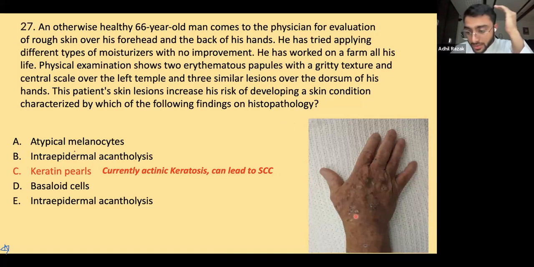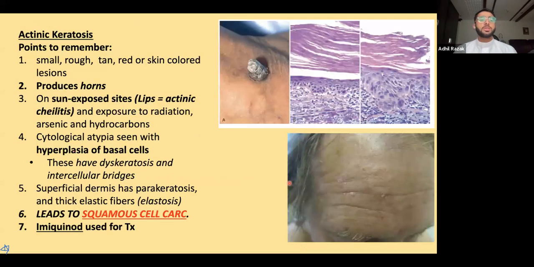So as you can see, this patient has these gritty central scaling, kind of like a scaled lesion, and it's on his forehead, and you see similar lesions on the dorsum of his hands too. And this indicates keratin pearls, and that's pretty much actinic keratosis, which is pre-malignant for squamous cell carcinoma. So let's discuss actinic keratosis a little bit.